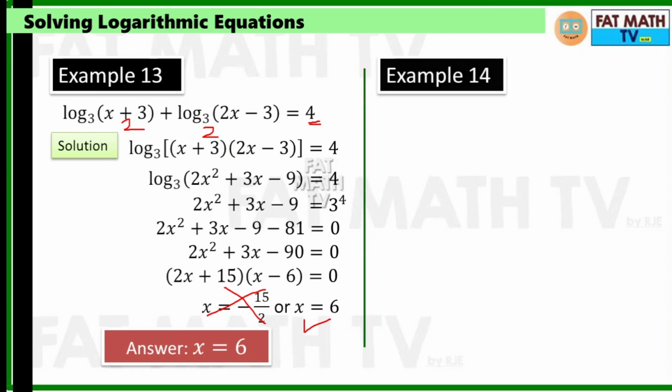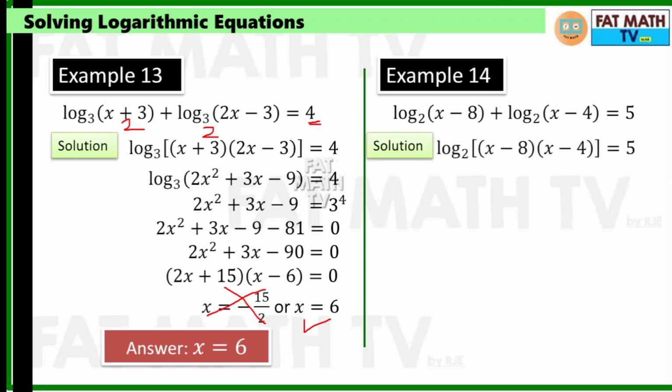Another example, number 14. Logarithm of x minus 8 to the base 2 plus logarithm of x minus 4 to the base 2 equals 5. We have logarithm of the product of x minus 8 times x minus 4. If you multiply them, you will get x squared minus 12x plus 32. And then transform to exponential form. x squared minus 12x plus 32 equals 2 raised to 5. 2 raised to 5 is 32.